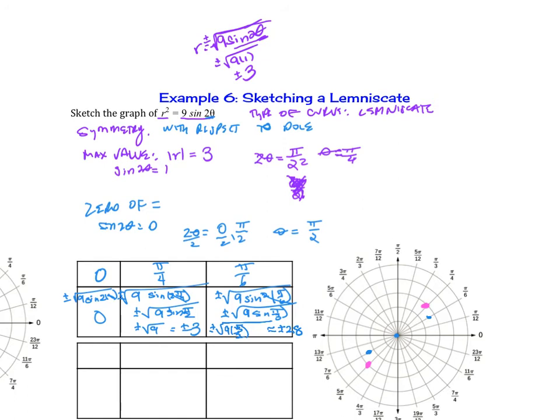So if we go in order, I know I didn't do it in order: 0, then pi over 6, then pi over 4. So it starts at 0, then pi over 6, then pi over 4. Then we know that it's going to reflect here at pi over 3. Then it's going to cross through the 0, and then another point down here. And so here is the lemniscate.